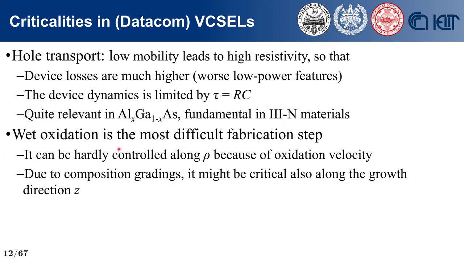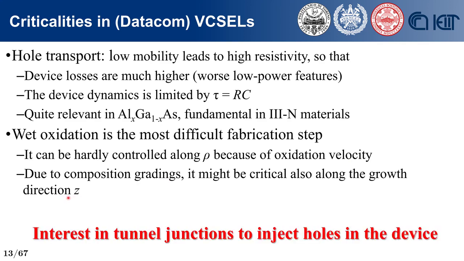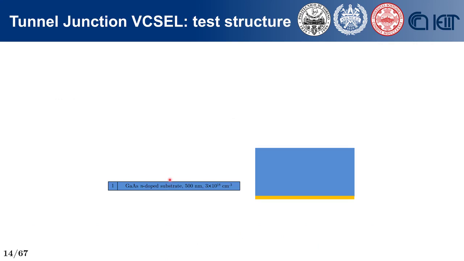The other thing that we would like to get rid of is wet oxidation, because it is the most difficult fabrication step of the device. Indeed, it can be hardly controlled along the radial direction because of the extreme oxidation velocity, and due to the composition gradings, it is not so predictable along the growth direction z. These are two good reasons to manifest some interest in tunnel junctions as hole injectors in the device.